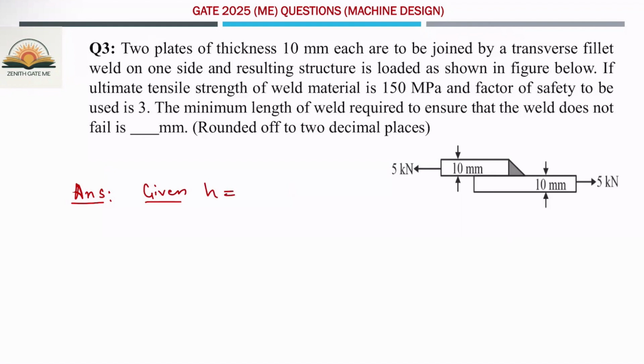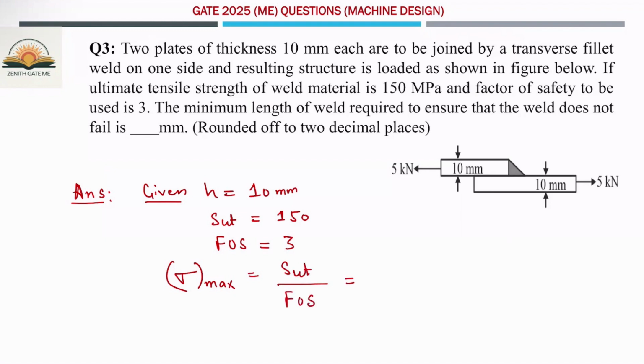So the H value, which is nothing but the plate thickness, is given as 10 mm, and the ultimate tensile strength is given as 150. Factor of safety is given as 3. So what will be the allowable stress, or I can say maximum stress it can bear, which is nothing but ultimate tensile strength divided by factor of safety. So from here you can easily calculate how much load it can bear, which is 150 divided by 3, in megapascal. So 50 megapascal is the allowable stress.